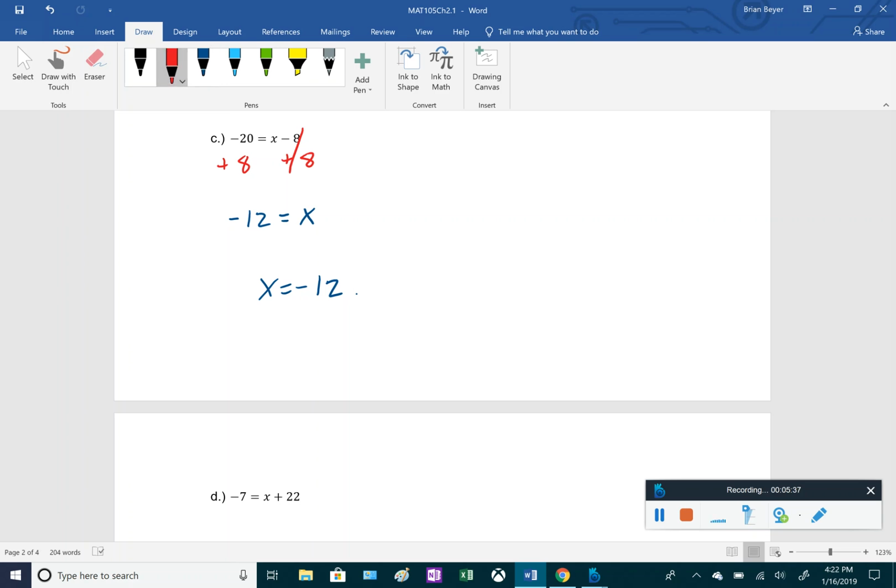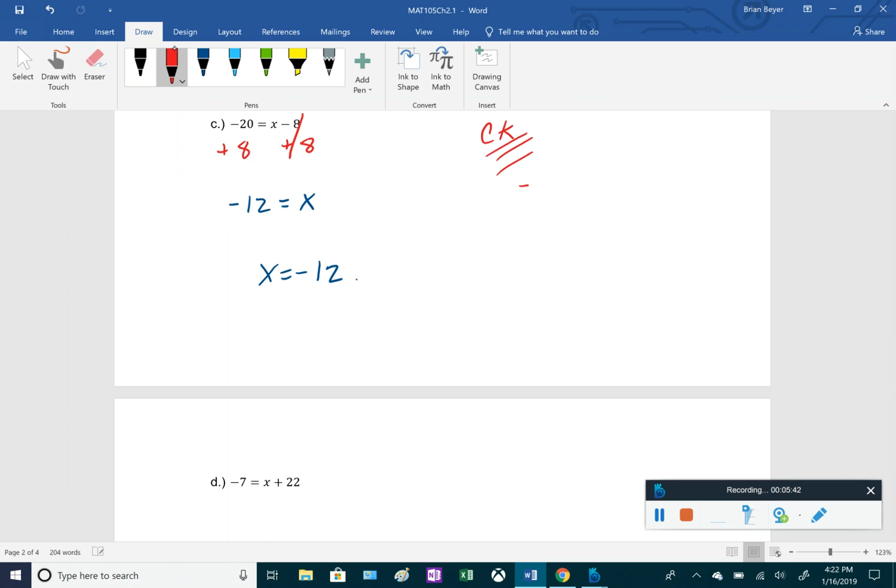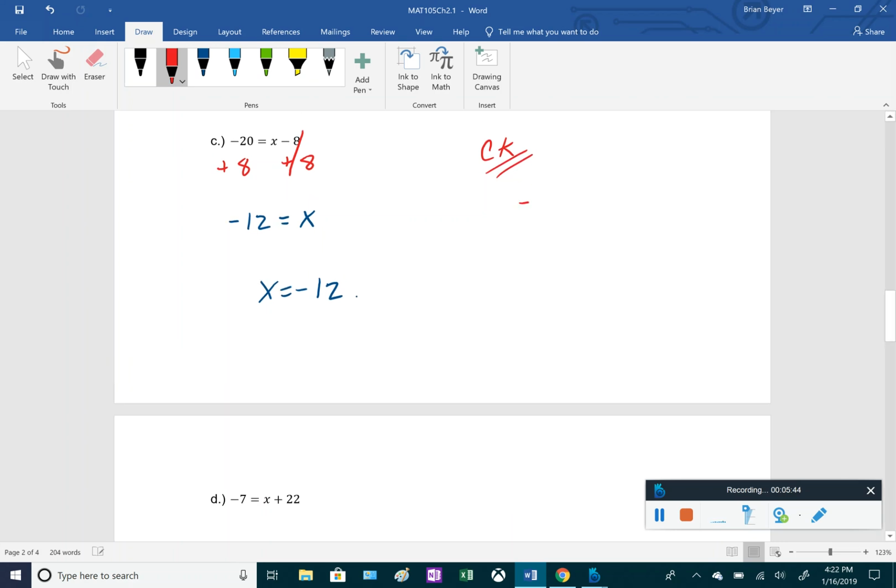Okay, and this will be the last one that I check, just because I think we get the idea. So we get negative 20 equals x minus 8. We plug in our solution, and get negative 12 minus 8, and negative 12 minus 8 is negative 20, so it checks out, so we know that we did it correctly. If it didn't check out, if we got a false statement, then that would mean that we did it incorrectly.